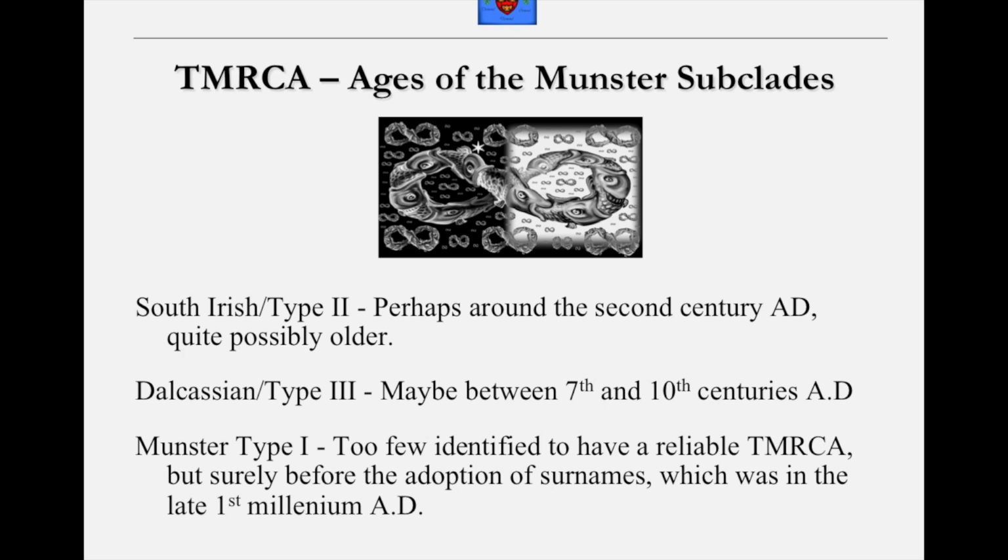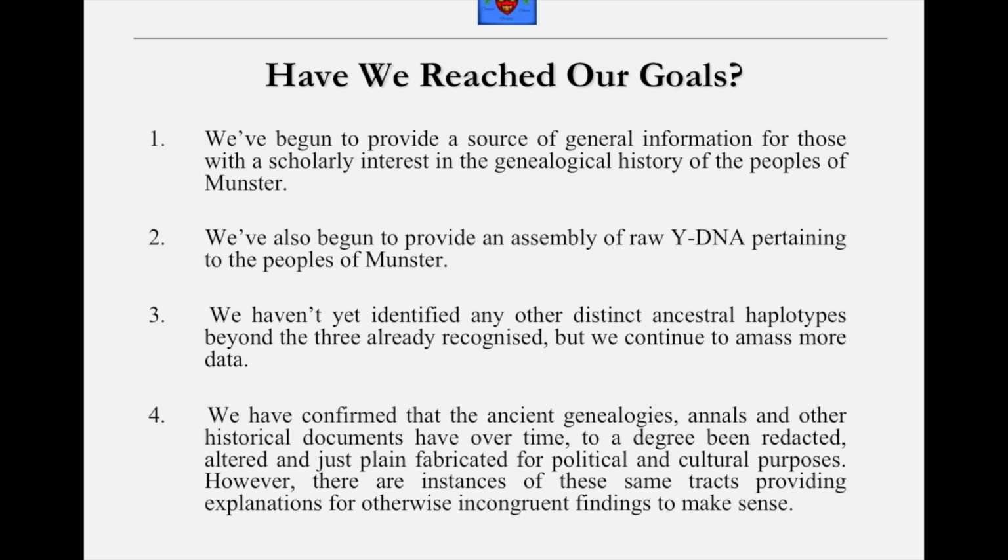Okay, the first few goals, yes, I'm comfortable that we have. We're looking for more distinct ancestral haplotypes. But the interesting point, I think, is that we've confirmed that the ancient genealogies, annals, and other historical documents have, over time, to a degree, been redacted, altered, or just plain fabricated for political or cultural purposes. Nevertheless, there are some instances of these same tracts providing explanations for otherwise incongruent findings to make any sense. So that's good to know.